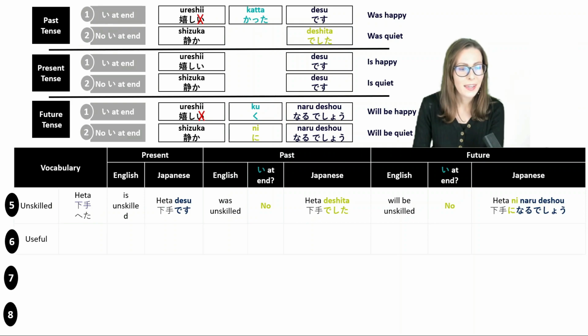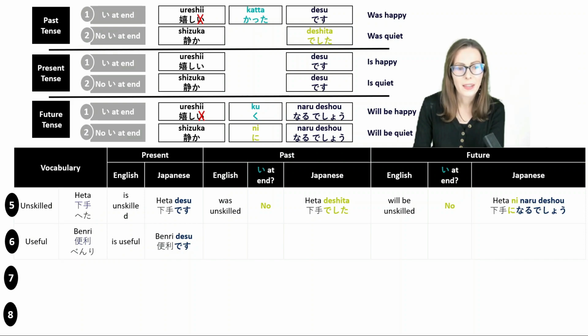How do you say useful? That's a good one. In Japanese, you would say 便利. So how do we say is useful? It would be 便利です, right?